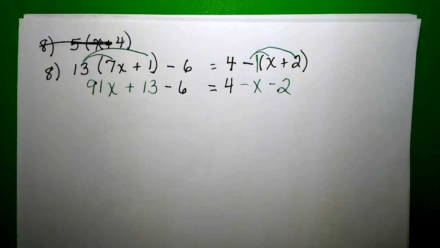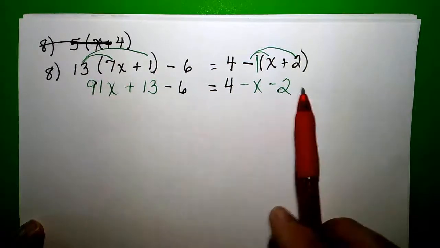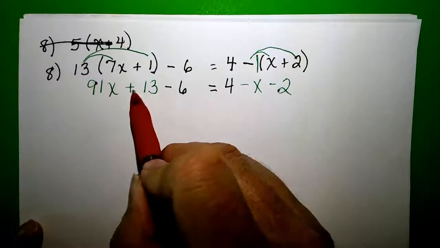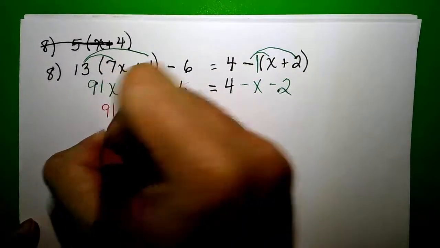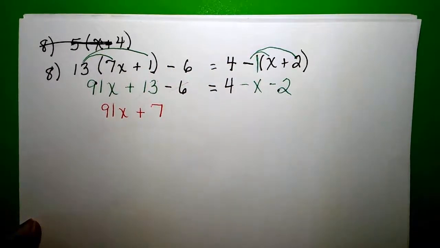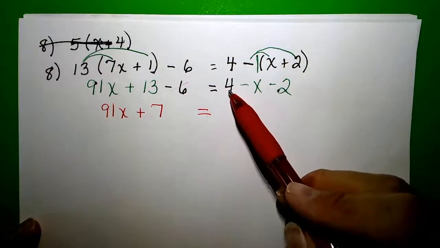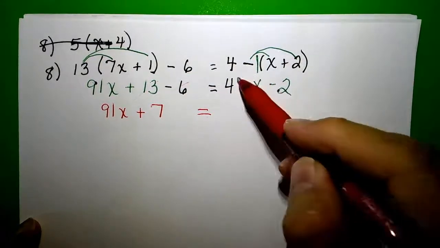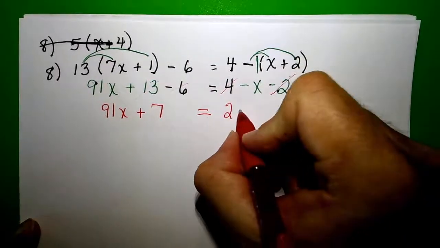Now, let's go ahead and look at each side, and let's combine the like terms. On the left, we can combine the positive 13 minus 6. So I'm going to write down 91x. 13 minus 6 is a positive 7 equals, well, what can I combine here? Well, the 4 minus 2. 4 minus 2 is 2. And we still have that green minus x.